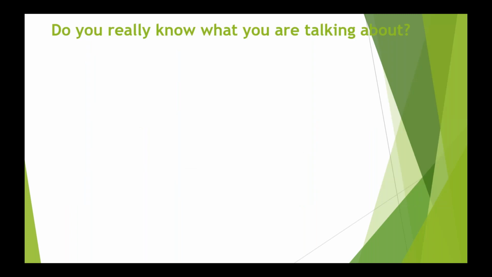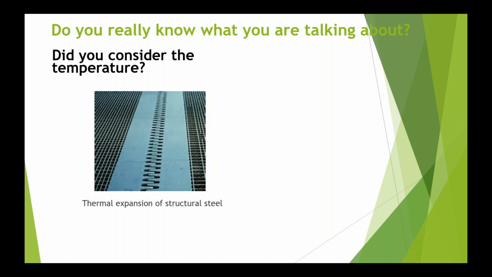One of the things we want to talk about is that everybody talks about accuracy, but do you really know what you're talking about? I'm a civil engineer by training, and we talk about, did you consider temperature, thermal expansion of structural steel? If you have a temperature range of 32 to 100 degrees in a day on a 50-foot long steel beam bridge, you could have a quarter of an inch change in length due to thermal expansion or contraction. So did you take that into account? We've seen specifications with a quarter of an inch, an eighth of an inch, a 32nd of an inch. Do you really know what you're talking about, and is it really achievable?